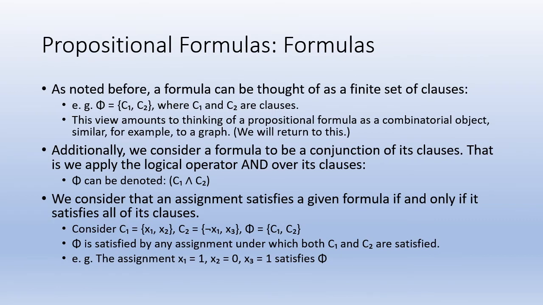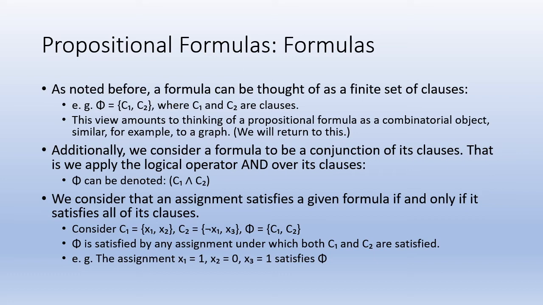We can now discuss formulas in a more formal setting. As noted before, a formula can be thought of as a finite set of clauses, or a multiset. For example, phi can be a set containing both C1 and C2 where C1 and C2 are clauses. This view amounts to thinking of a propositional formula as a combinatorial object, similar to a graph. Additionally, we consider a formula to be a conjunction of its clauses, that is, we apply the logical operator AND over its clauses. Phi can be rewritten as C1 and C2.